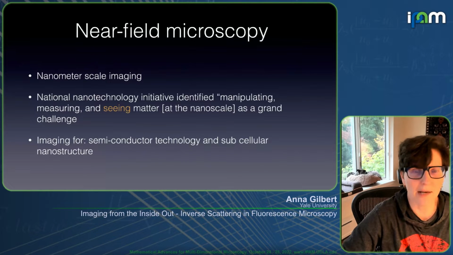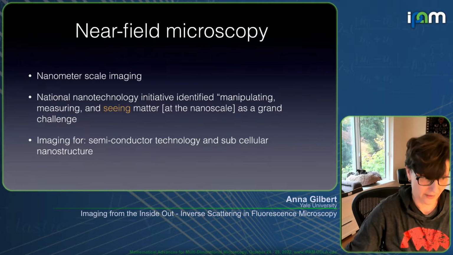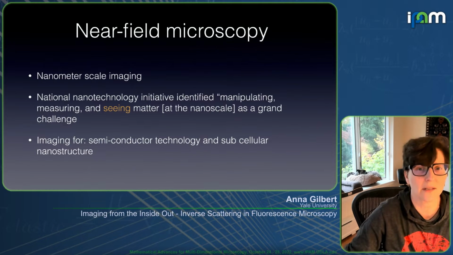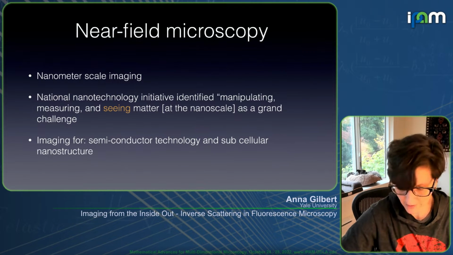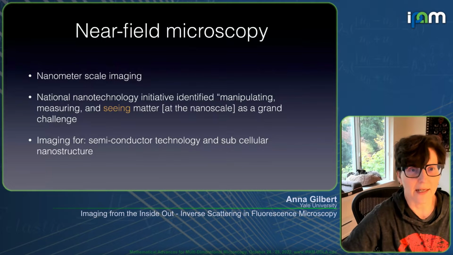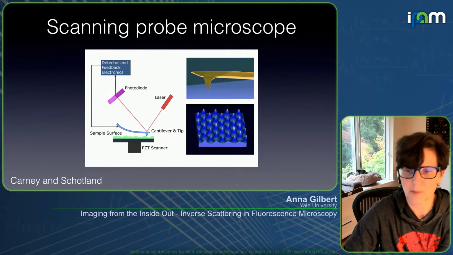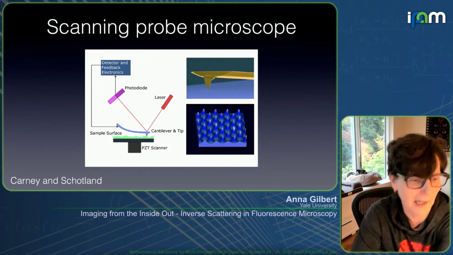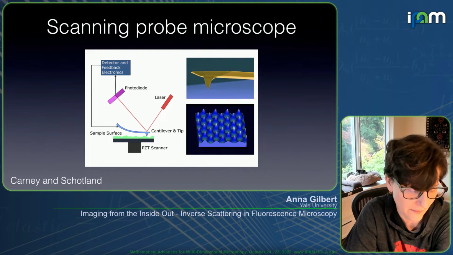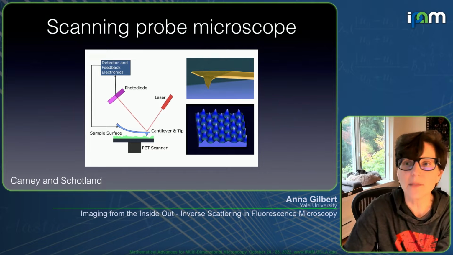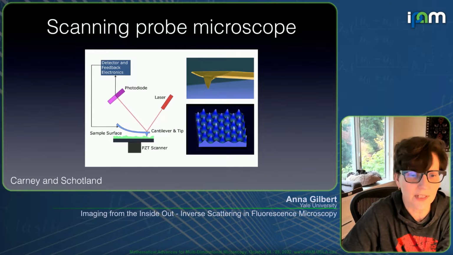Okay, so I want to emphasize that this is work that John Schotland did with his former postdoc, Scott Carney. And they were motivated by nanometer scale imaging, and they built or proposed, I'm actually not sure, proposed a near field microscope that worked, as you see in the picture.